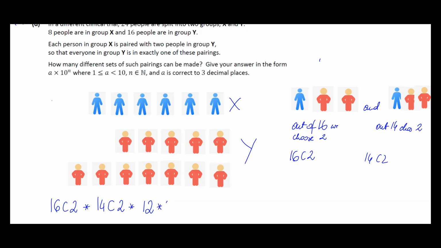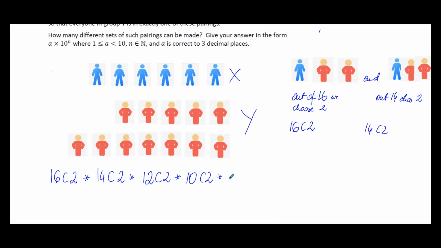That should say choose. Choose 2. And then the next one is what? 10 choose 2. And then the next one is what? 8 only left, choose 2. And then 6 choose 2. And then 4 choose 2. And we are then left with 2 choose 2. Yeah, so that is all my option.